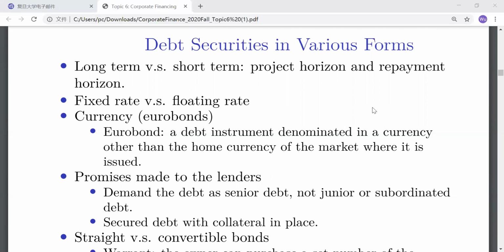They also differ in terms of the promises made to the lenders. Some investors demand senior debt, not junior subordinated debt. Senior debt gets paid first, then junior follows, and then subordinated debt follows from that. There's also secured debt with collateral in place. This is safer debt, because you have collateral to make sure the borrower of the debt pays on time. This is like a mortgage loan.